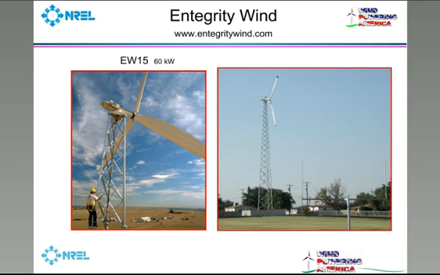Integrity Wind produces a 50 kilowatt turbine, typically on a lattice tower, although in the case study we saw they used a tubular tower. I believe they have an induction machine, so that means you can connect it pretty much directly to the grid. You don't need as much power conditioning as you do with an alternator. This is a downwind 3-bladed turbine.